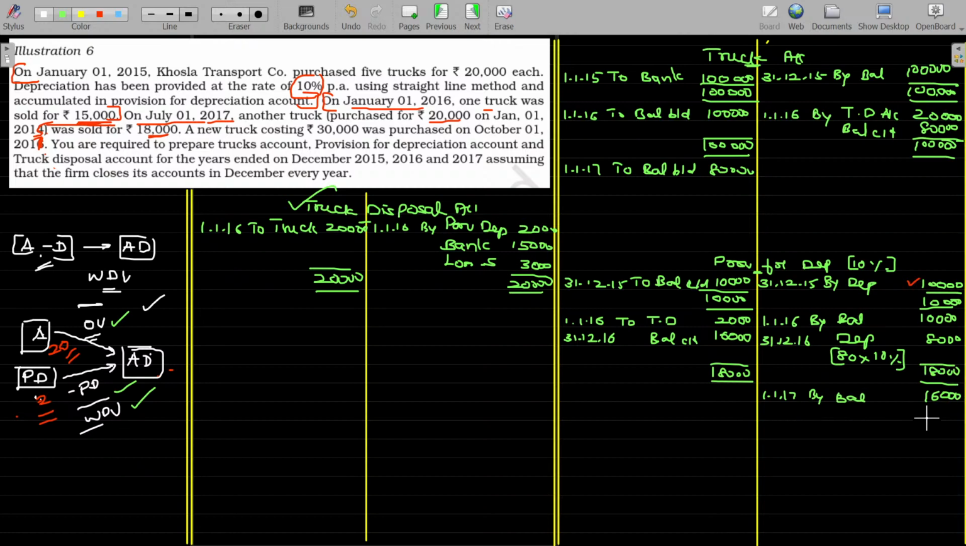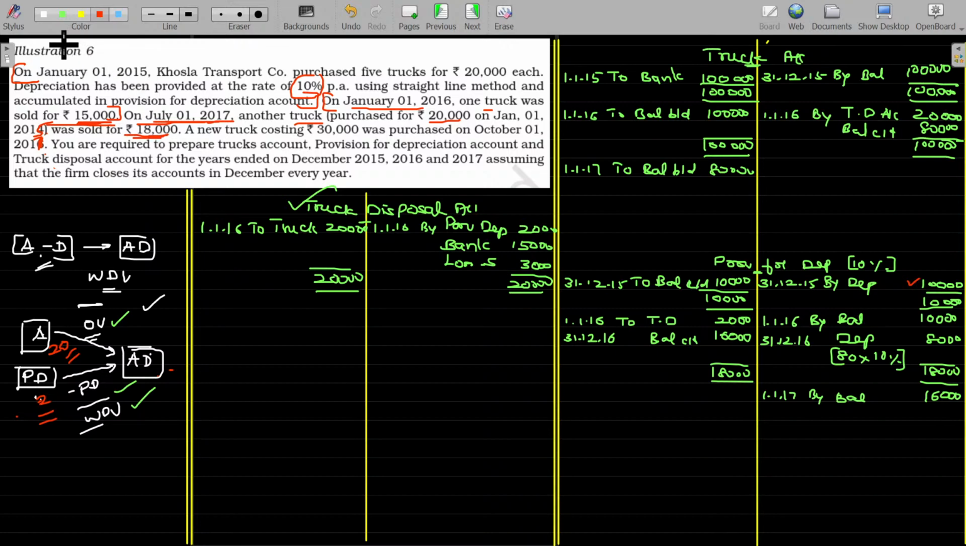This one is over by balance 16,000. Now we are in the last year. In the last year, on 1st July 2017, another truck purchased for 20,000 on 1st January was sold for 18,000 rupees.